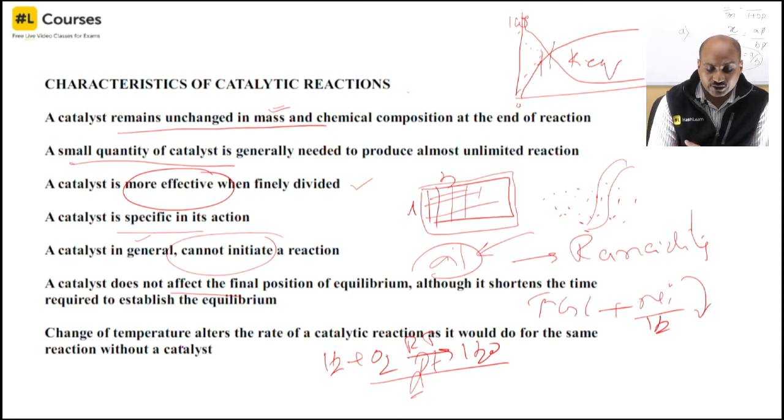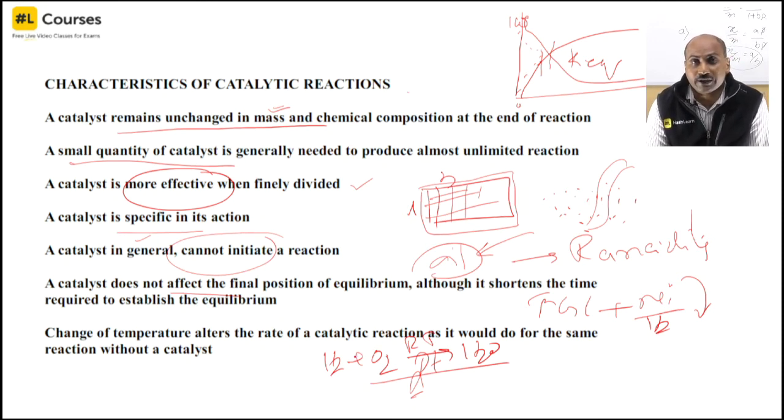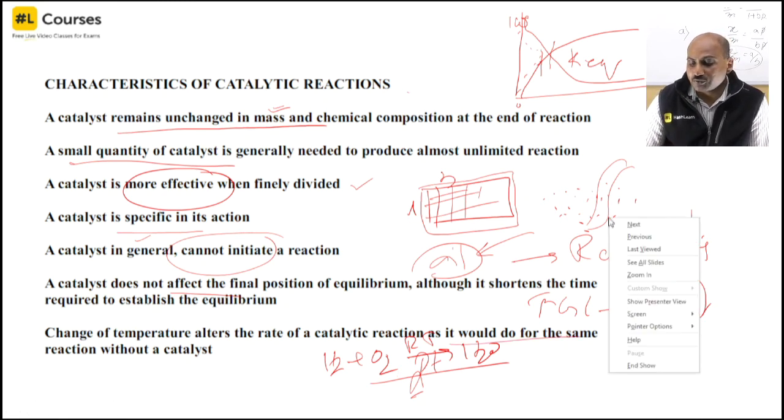Next, the change in the temperature alters the rate of the reaction, because all of you studied in chemical kinetics and thermochemistry that as the temperature increases by 10 degrees, the reaction rate doubles. So once kinetic energy is given to the molecule, that makes the reaction faster. Okay, so this is all about the characteristics of a catalyst.